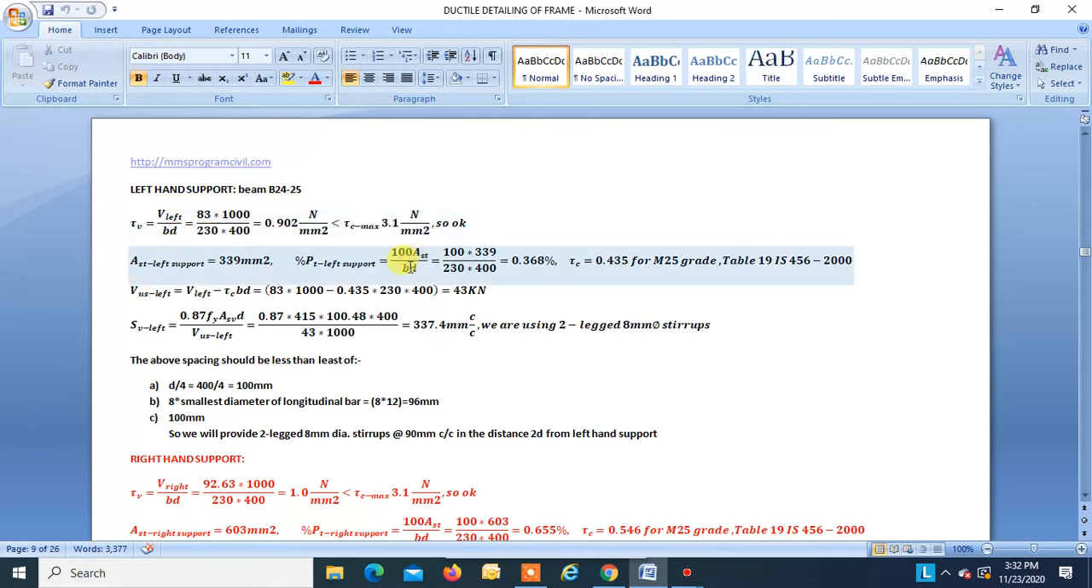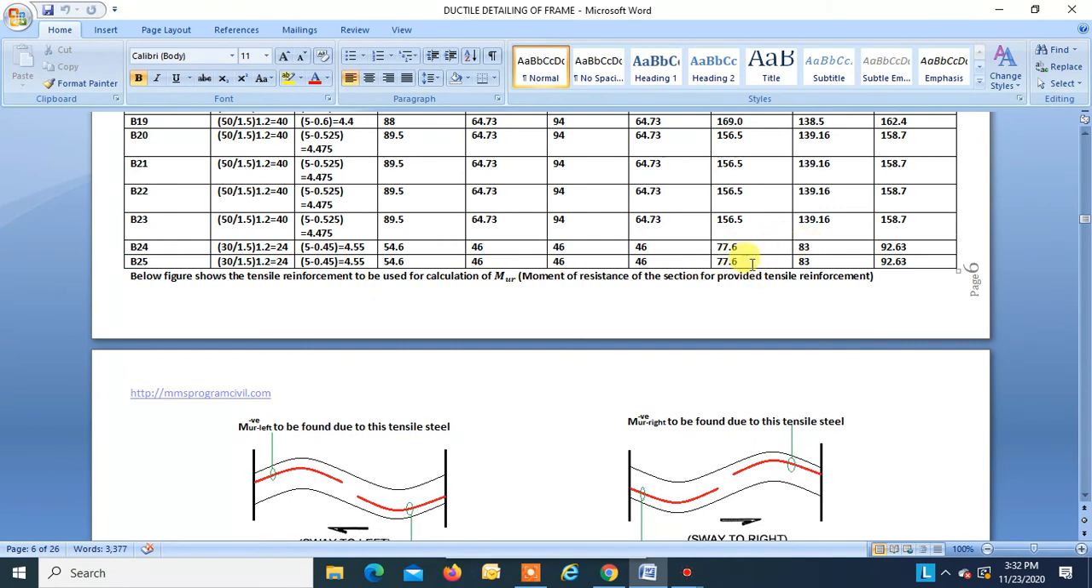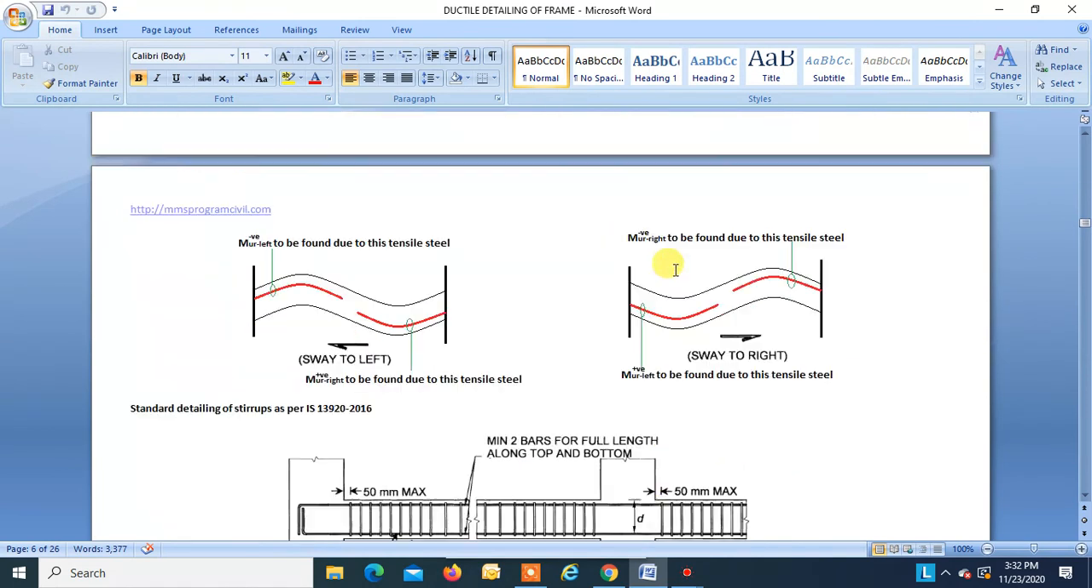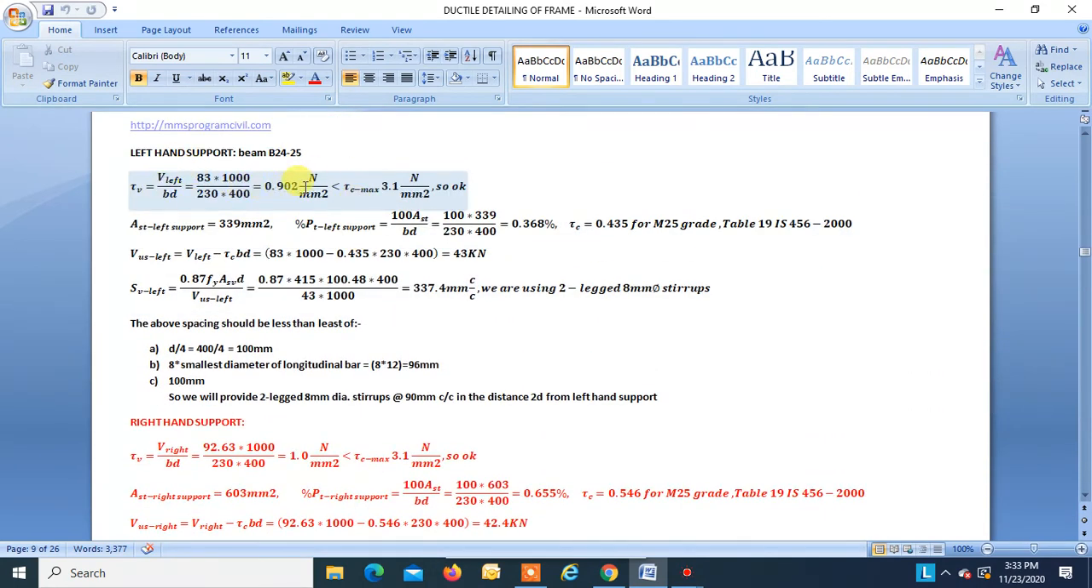VU left from the table is 83, and VU right is 92.63. Let us take 83 over here. So tau V is 0.902, less than tau C max 3.1. AST provided at the top left support is 339. PT is found to be 0.368, so the corresponding tau C is found to be 0.435, which is less than tau V. So we will have to provide shear reinforcement for VUS. So VUS is 43.